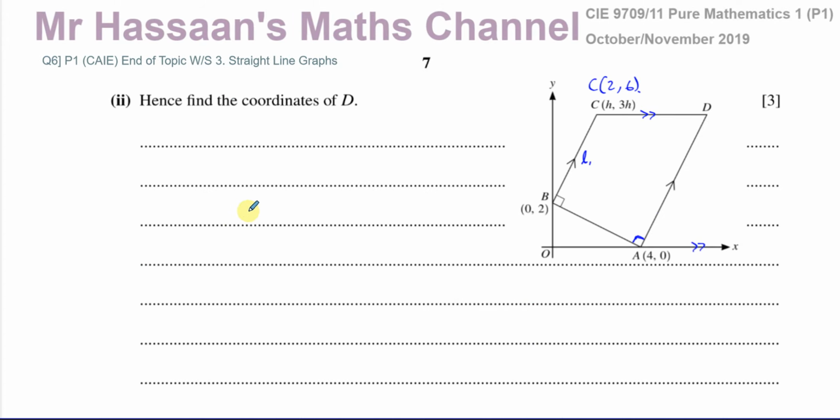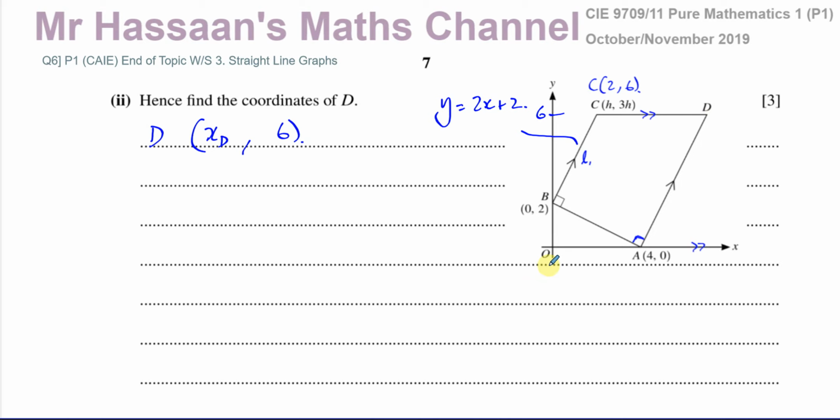So we have answered part 1 of this question. Now for the next part of the question, it says, hence find the coordinates of D. We worked out that the equation of line 1 was y equals 2x plus 2. So we want to find the coordinates of D. Because this line is horizontal, and the y coordinate of C is 6, this must be the y coordinate of D as well. So we need to find the x coordinate of D.